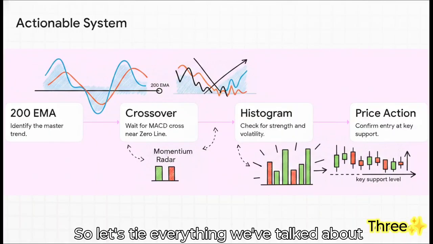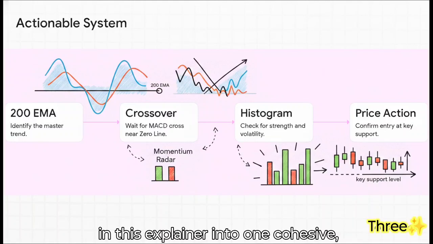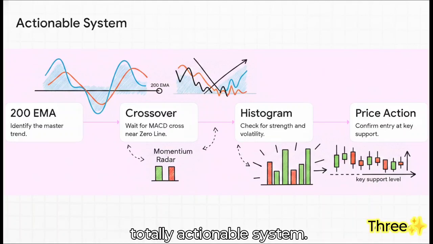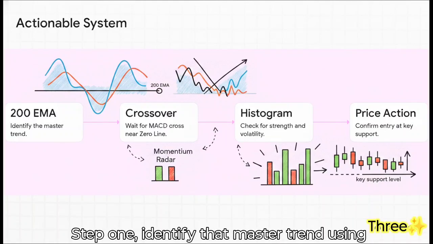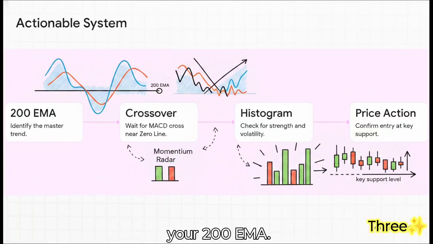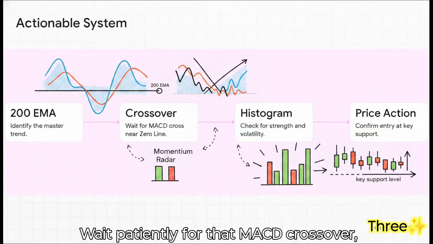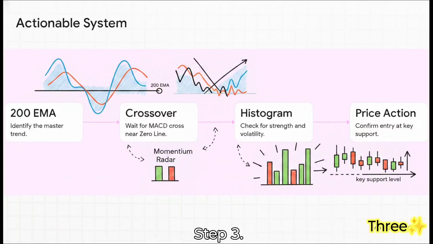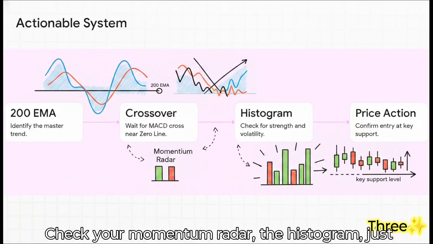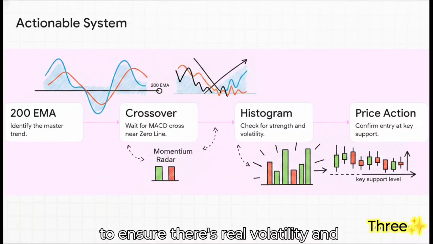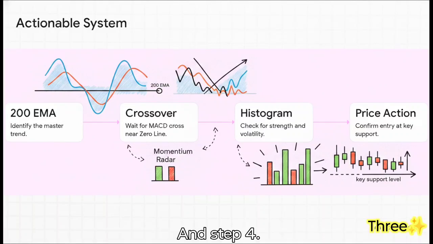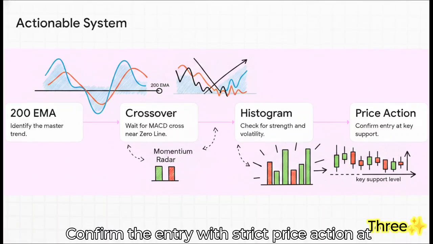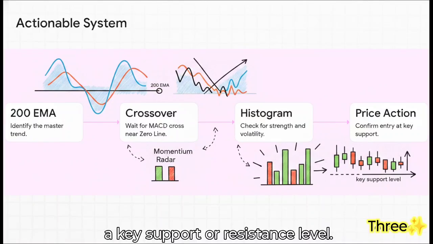So let's tie everything we've talked about in this explainer into one cohesive, totally actionable system. Step 1. Identify that master trend using your 200 EMA. Step 2. Wait patiently for that MACD crossover, preferably right near the zero line. Step 3. Check your momentum radar, the histogram, just to ensure there's real volatility and strength backing the move. And Step 4. Confirm the entry with strict price action at a key support or resistance level.